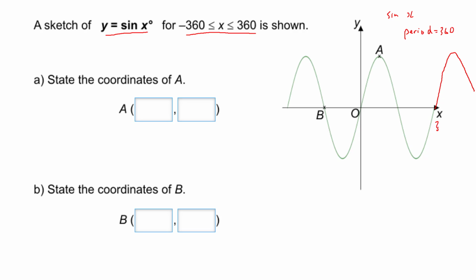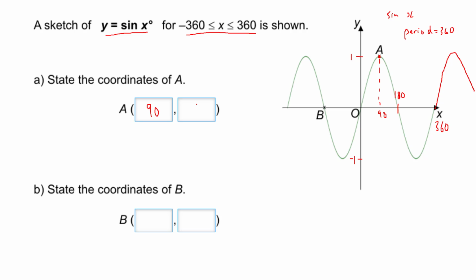So this must be 360. Remember that it's symmetrical at half, so that is quite easy to remember. That's 180. Now you need to remember that the range of it is from 1 to -1. So when you see it's asking for the coordinates of point A, well, point A is right in the middle of that, so that must be 90. So that answer is 90 and 1.